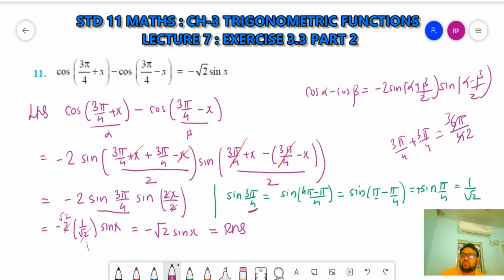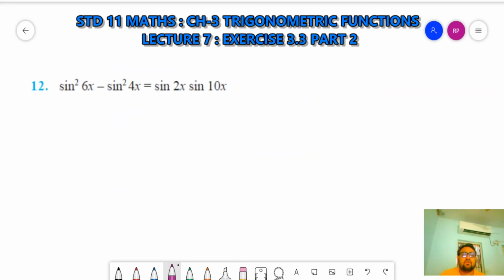Now let's move to the next, that is question number 12. Question number 12: sine square 6x minus sine square 4x. You have to prove that this is equal to sine 2x sine 10x. So let's take LHS: sine square 6x minus sine square 4x.